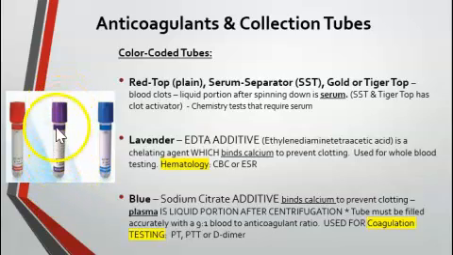Again, here are our examples of our lavender top tube, which has the EDTA additive in it, and the blue top tube, which has the sodium citrate additive in it. These are both anticoagulant tubes that prevent clotting of the blood. And remember, this sodium citrate tube has to be filled to a certain level with the blood in order to have the right ratio of blood to anticoagulant, and there's usually some kind of mark or indication up towards the top of the tube that lets you know you have enough blood in the tube.